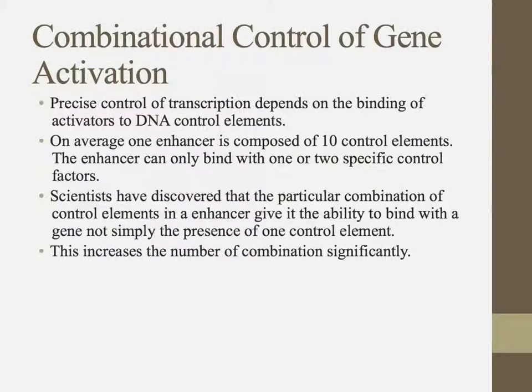So, combinatorial control of gene activation. Precise control of transcription depends on the binding of activators to DNA control elements. That's really the way that the specific transcription factors regulate gene expression, by telling the promoter how fast or slow to go. And on average, one enhancer is composed of 10 control elements, and the enhancer can only bind with one or two specific control factors.